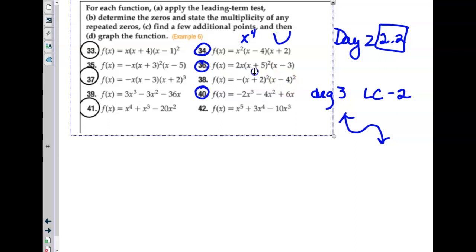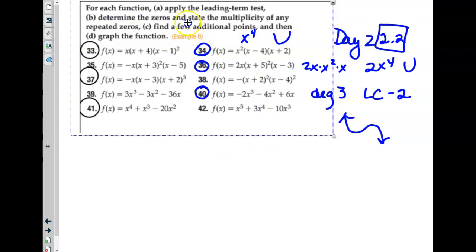What about 36? There's an x. This would become an x squared. Can you guys see that? And then a 2x. So we have a 2x, an x squared, and an x. Would that make us a 2x to the 4th? So it would still be going this way? I don't see any complicated ones there.